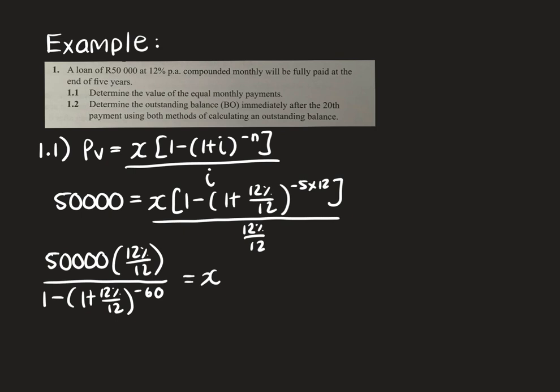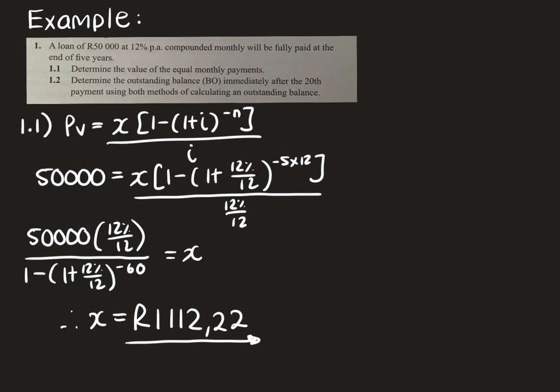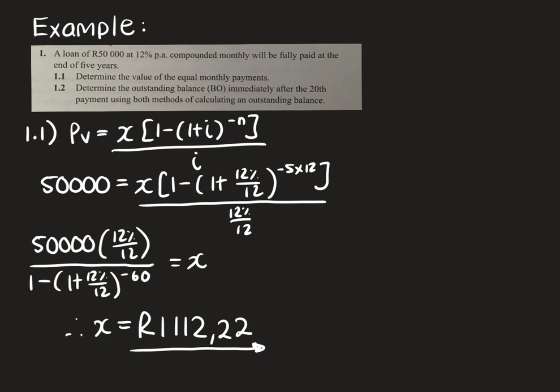Now, if you put that into your calculator, you are going to get monthly installments of 1,112 Rand and 22 cents. Remember, guys, in financial maths, we always round to 2 decimal places. Okay, fantastic. So that is now our first question. We've got our installments.